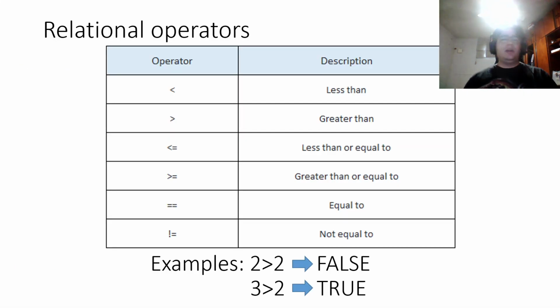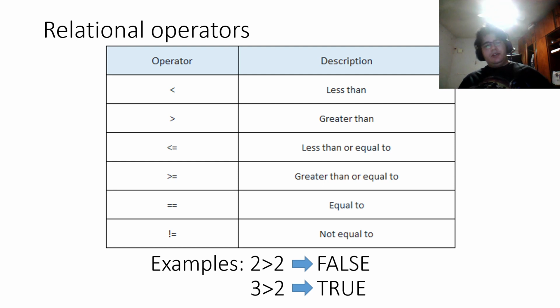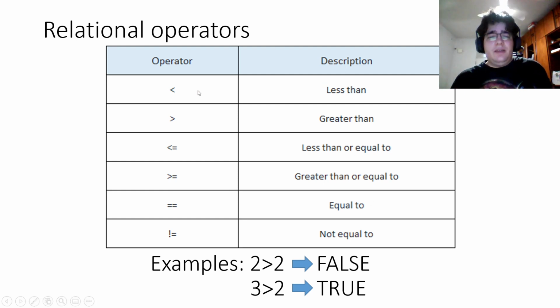Okay. Then we have the relational operators. These relational operators are used to indicate if something is false or true in relation to something else. For example, these are our symbols. We have less than, greater than, less than or equal to, greater than or equal to, and not equal to.